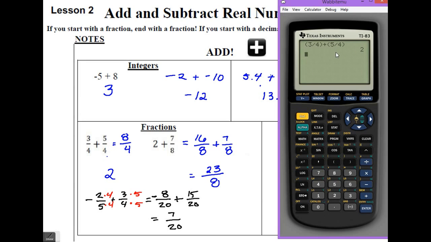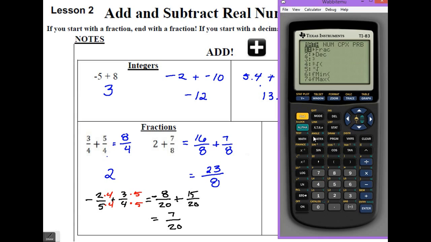So there's our answer. Alright, now let's look at the second one here. The second one that we have is 2 plus 7/8. Again, you can do this in the calculator. So you're going to put 2 plus, put a parenthesis, and put 7 over 8. Notice that we get a decimal, and we didn't get a decimal here, although this is the same answer. 23 over 8 is 2.875. So how can we get the 2.875 to this value of 23 over 8?